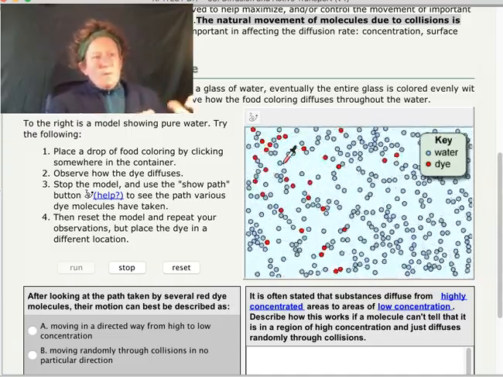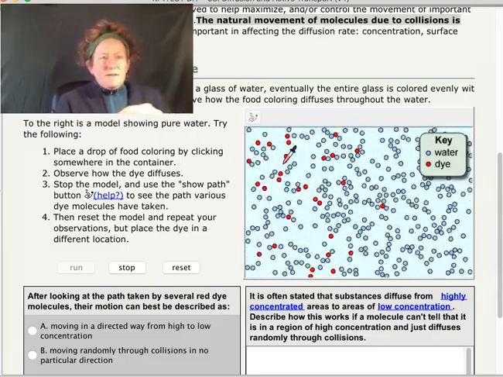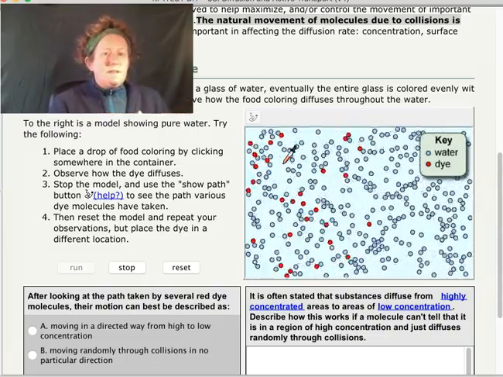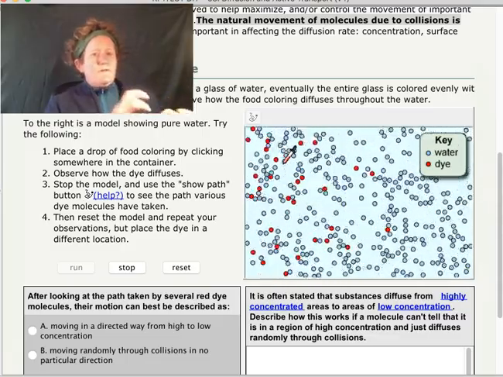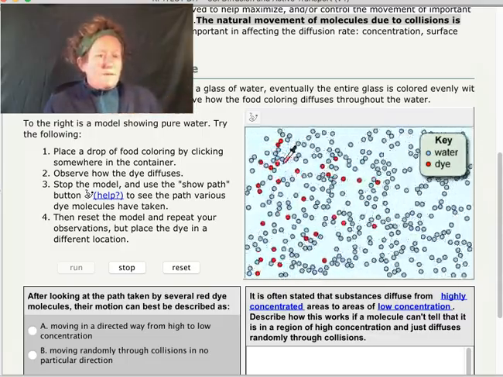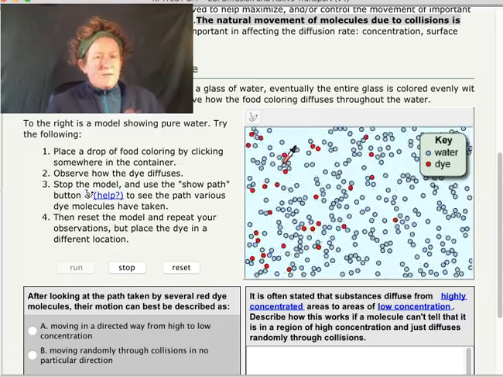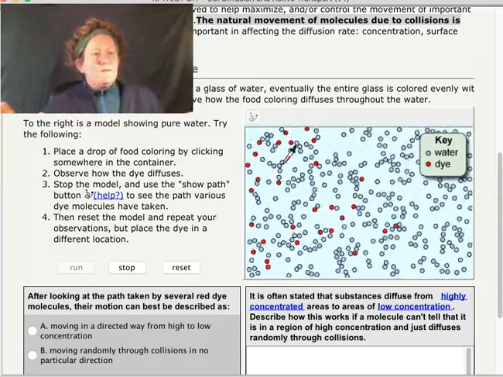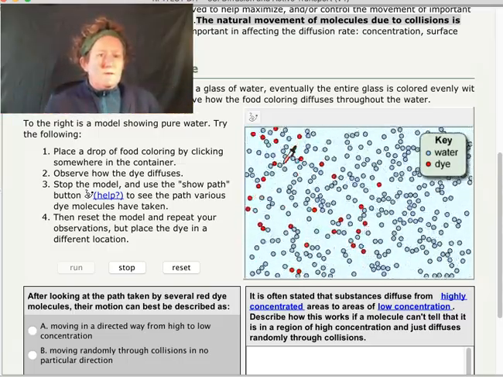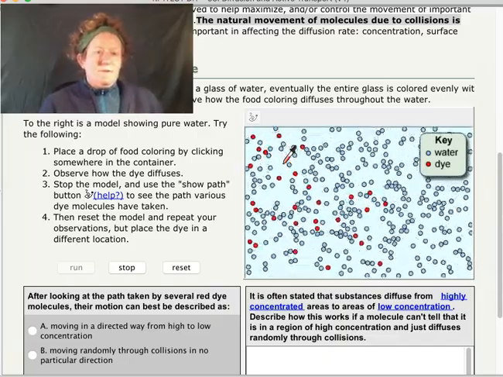So if you put a drop of food coloring in a glass of water and you just let it sit and you don't stir it, it'll kind of hang by itself in the corner for a while. But after a while, if you let it just sit, the whole glass will be the same color. It'll be evenly distributed, and that's because of diffusion.